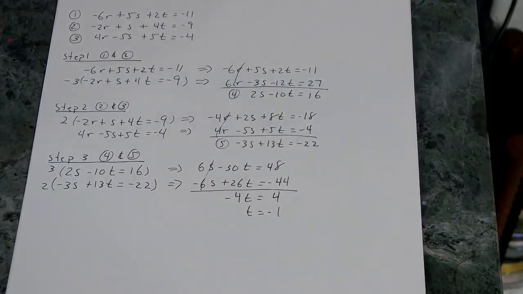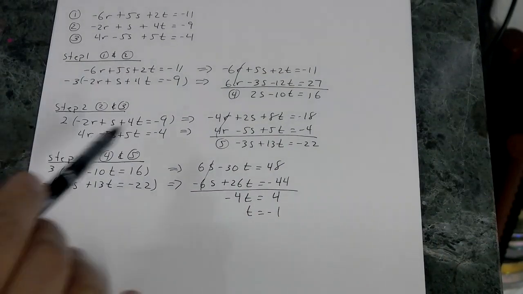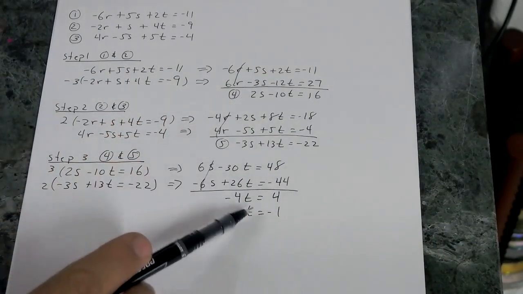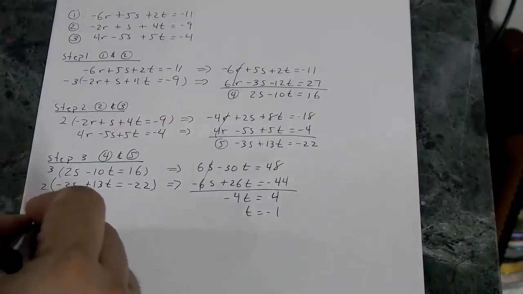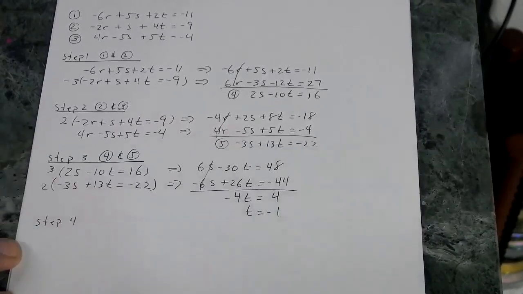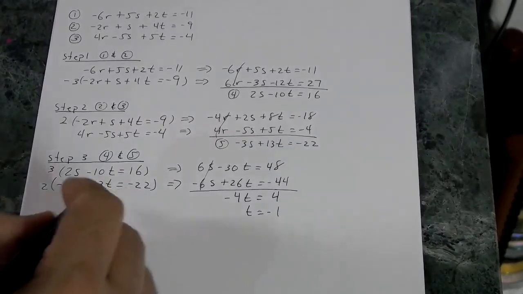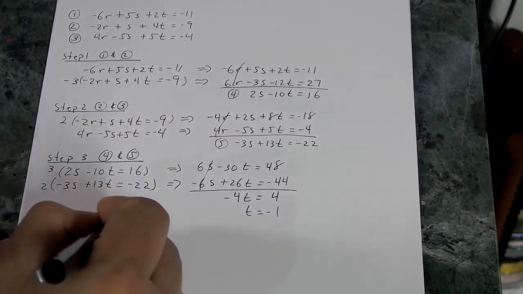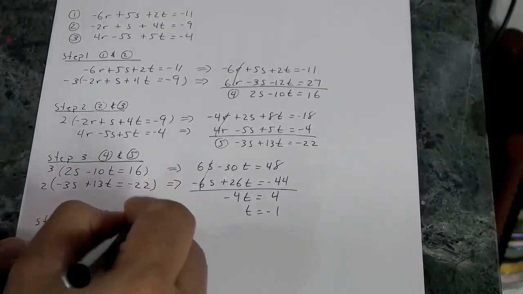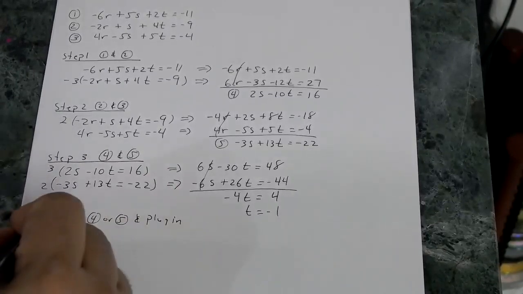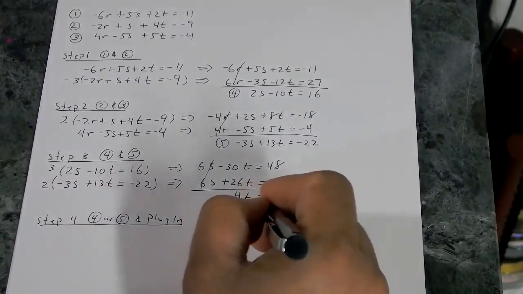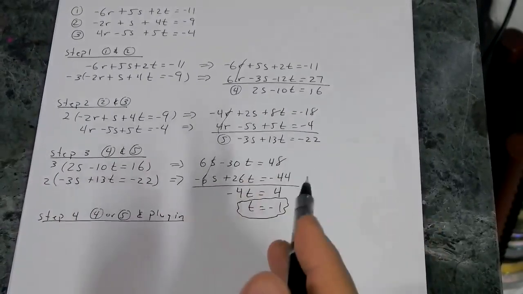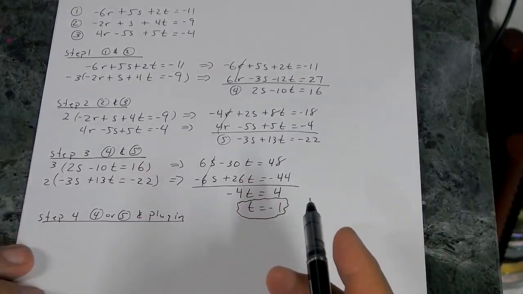Okay. So now I know what t is. Now I need to go back to either equation 4 or 5 and plug in t to solve for s. So that's step 4. Choose either 4 or 5 and plug in. And it really doesn't matter. We know what t is. T is negative 1. So either you choose 4 or you choose 5.